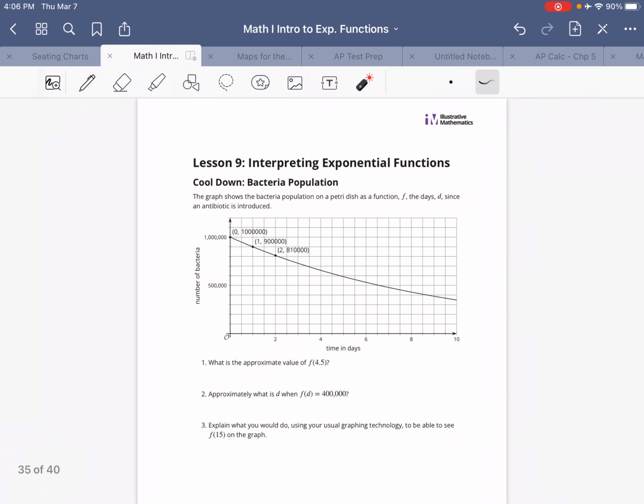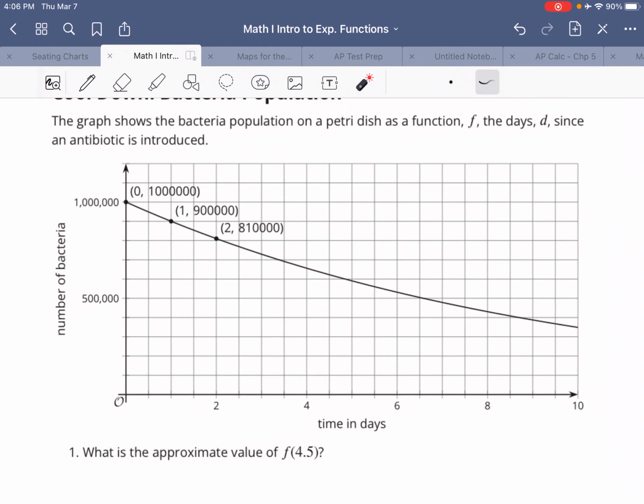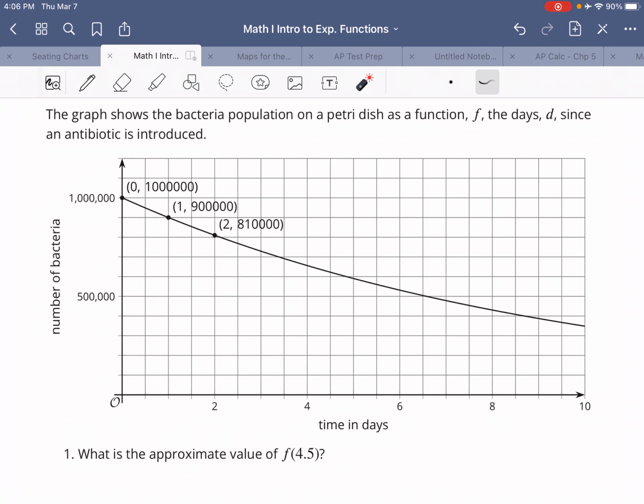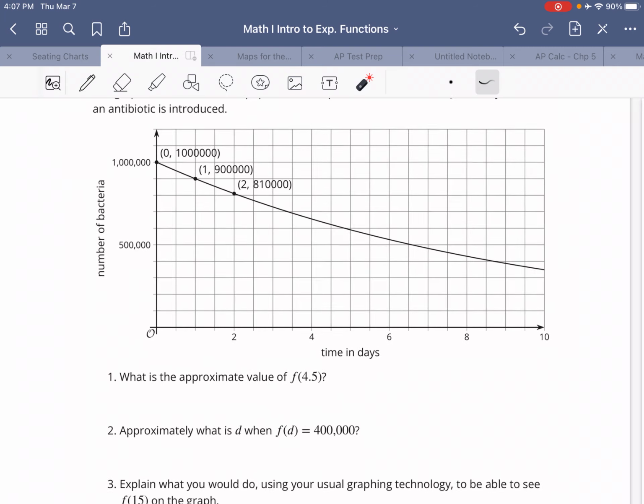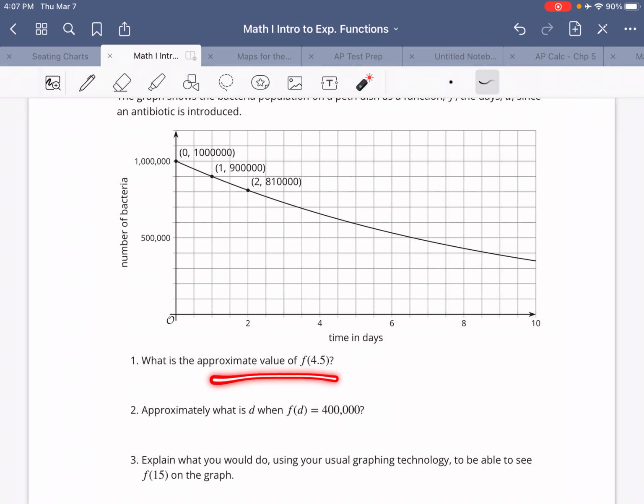So let's take a look at the cool down that I'm going to ask you to do. This graph shows the bacteria population on a petri dish as a function, f, of the days since D, an antibiotic, is introduced. There's a couple questions here for you to interpret values by looking at the graph. What is the approximate value of f of 4.5? Remember, if the number of bacteria is a function of the number of days, this is a number of days. This is asking for the amount of bacteria after 4.5 days. Look at your graph and see if you can figure it out.